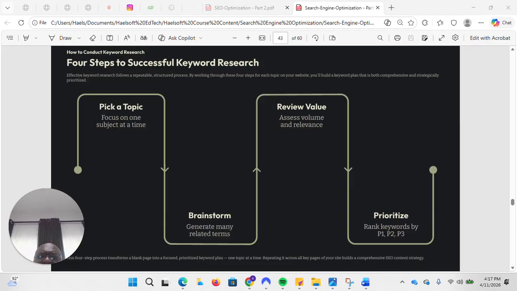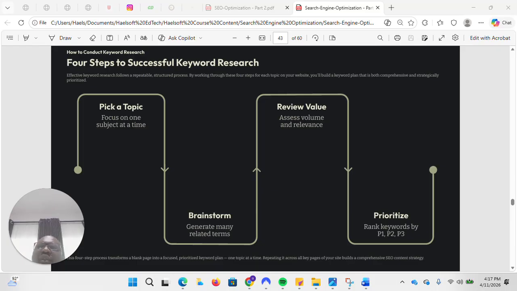So the first steps to successful keyword research: one, you have to pick a topic. Two, you have to generate many related terms. You have to brainstorm. You have to search on Google. You have to see what people are searching for or what people are asking for. Then you have to review, assess volume and relevance.